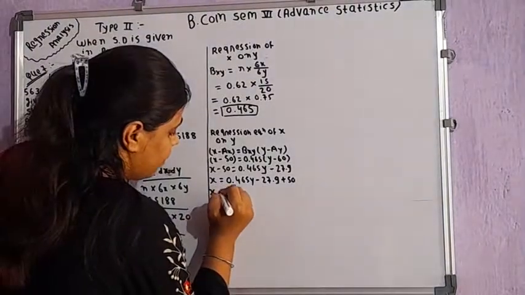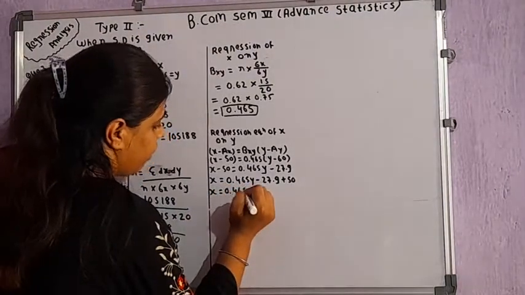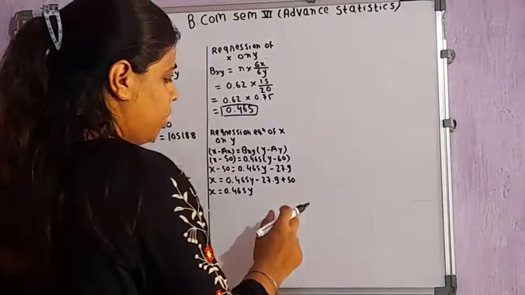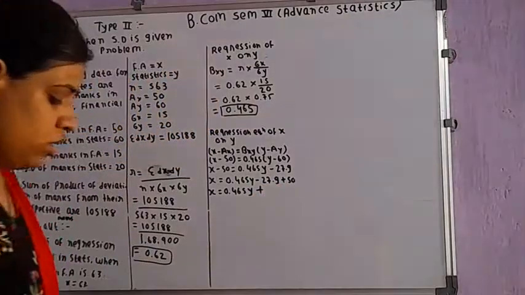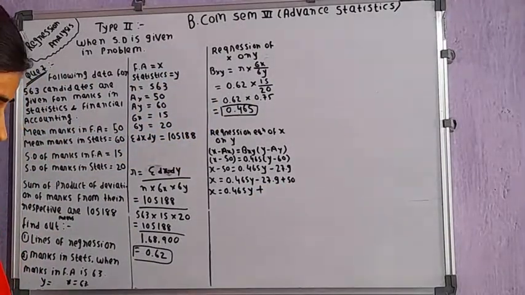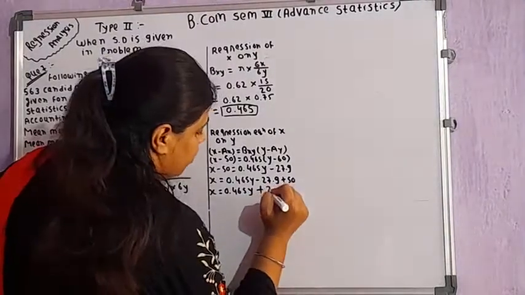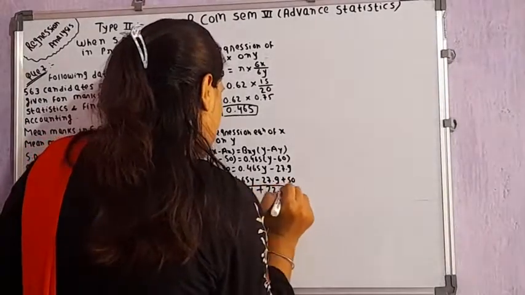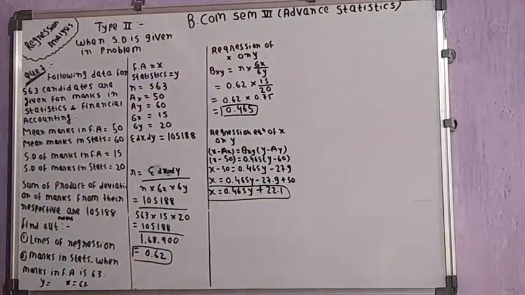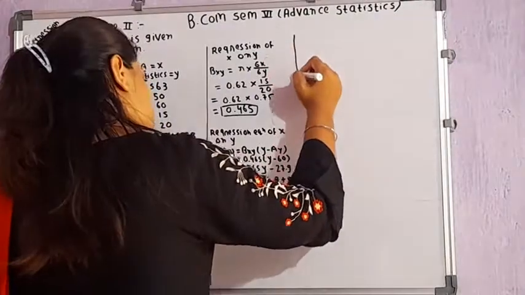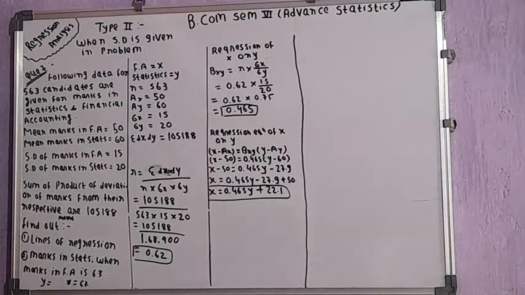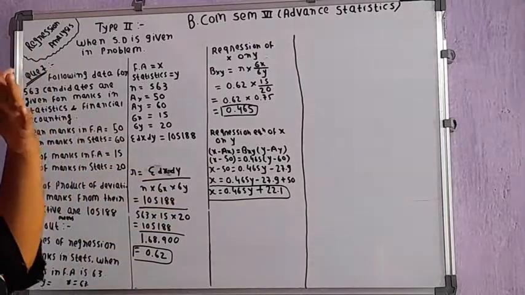Then x is equals to 0.465y minus 27.9 plus 50. Minus, plus, plus, and sign of big number, that is plus. So 50 minus 27.9, it comes to plus 22.1. This way we have derived the regression equation of x on y. It can be used to find out the value of x if the y is given in the problem. But here we haven't been given y in the problem, so we do not need to find the value of x when the y is given in the problem.